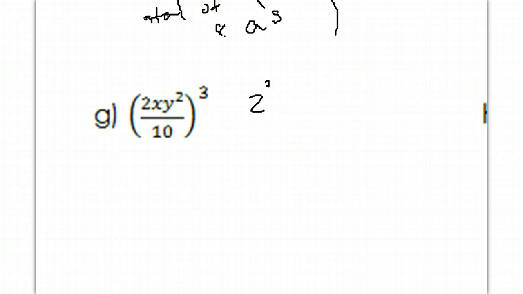So we'll go ahead and do that. We'll do 2 to the third. Remember, the 2 is just a base. It gets the exponent as well. Then we have x to the third power. And then this rule right here, we're going to multiply 2 and 3. It's y to the 6th power. And this is over 10 to the third power.